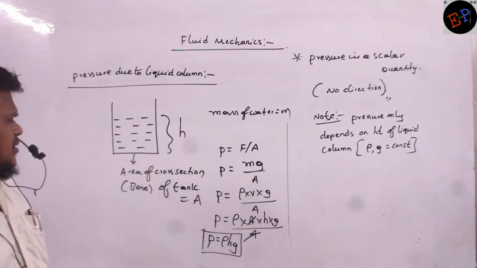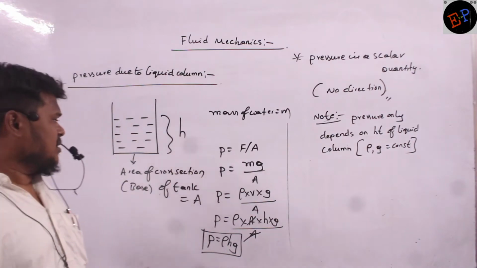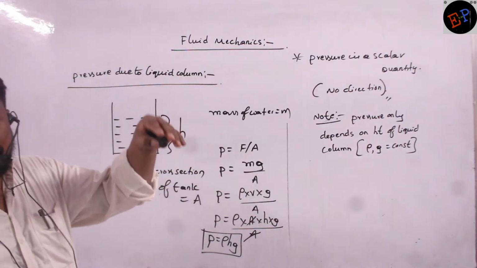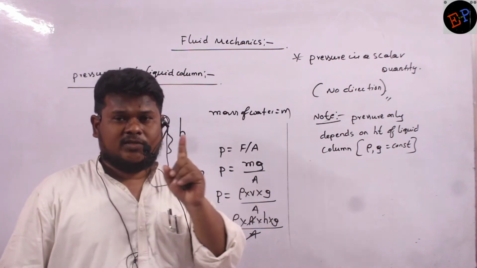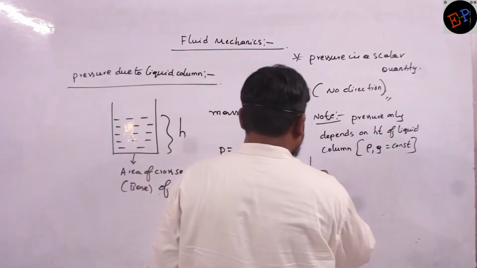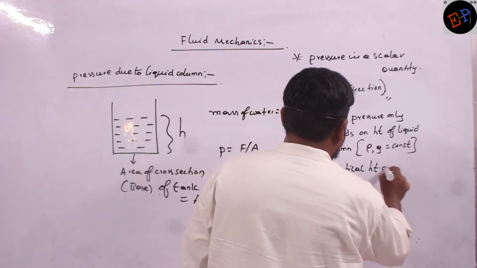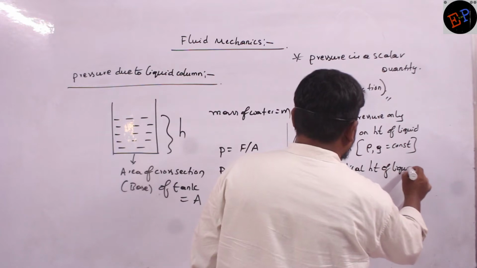Now here, one more point we should understand is what is meant by h. H is only the vertical height of the liquid column. H should be taken as only the vertical height of the liquid column. So h is called the vertical height of the liquid column.